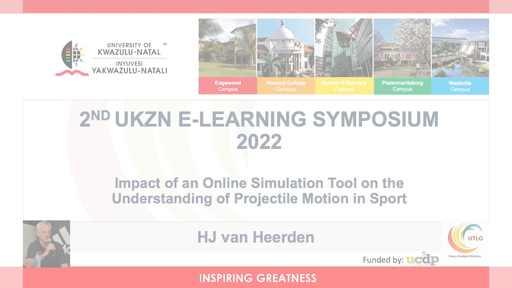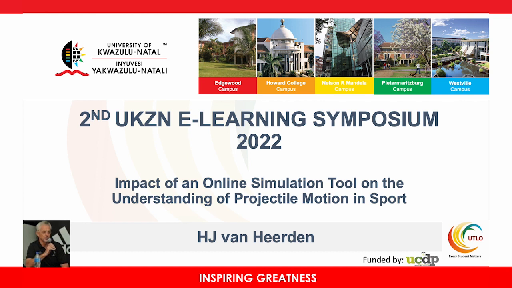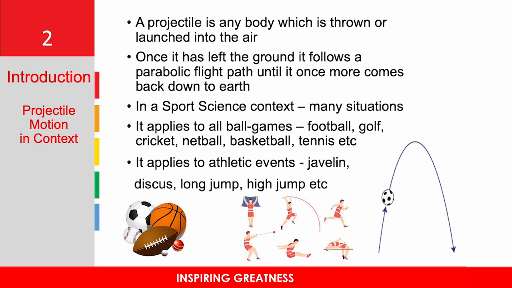Good day. This presentation deals with the impact of an online simulation tool on the understanding of projectile motion in sport. By way of introduction, a projectile is any body or any object that is thrown or launched into the air. Once it has left the ground, it typically follows a parabolic flight path until once more it comes back down to earth. In a sports science context, there are numerous situations involving projectile motion.